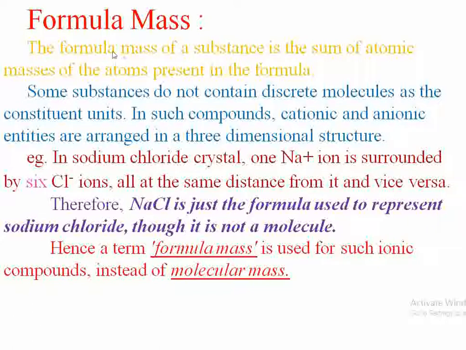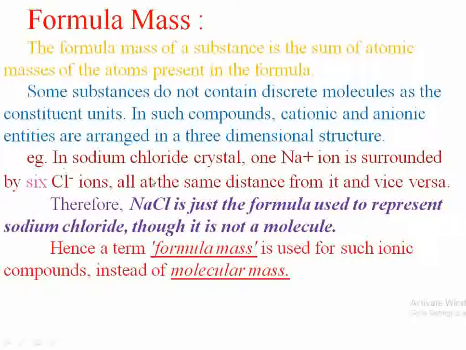For example, some substances do not contain discrete molecules as the constituent units. In such compounds, cationic and anionic entities are arranged in a three-dimensional structure. Cations and anions are arranged in a three-dimensional structure, and they are not present as discrete molecules. Then we consider the formula mass.